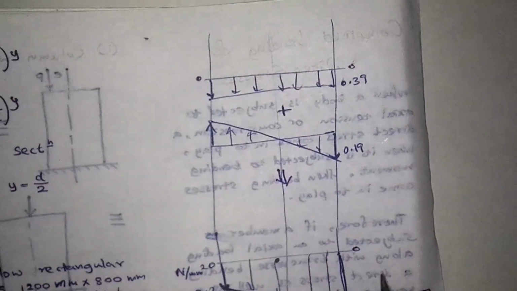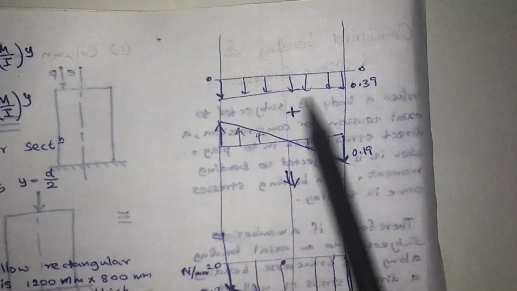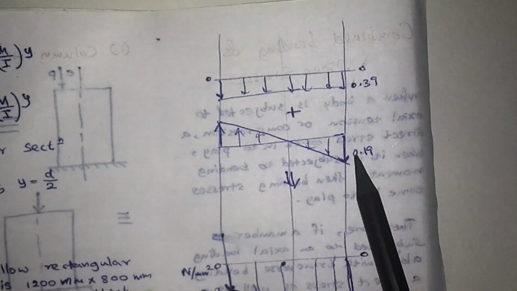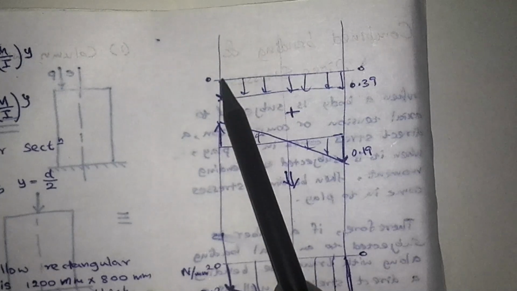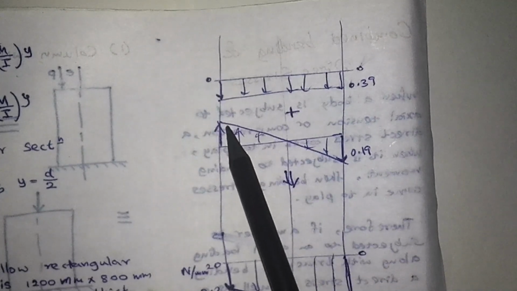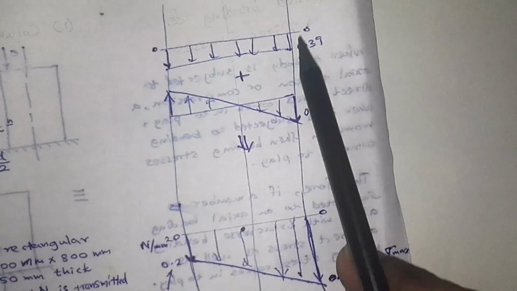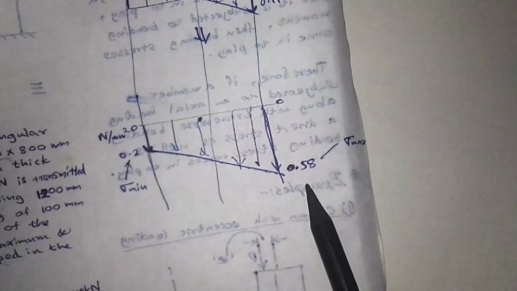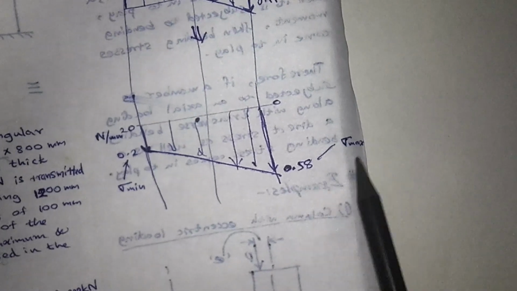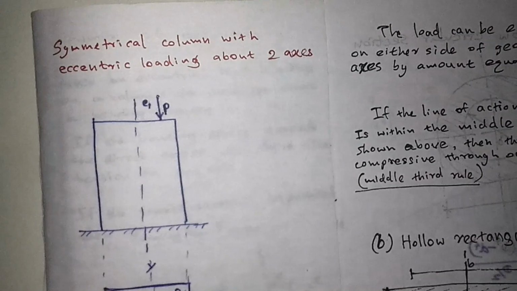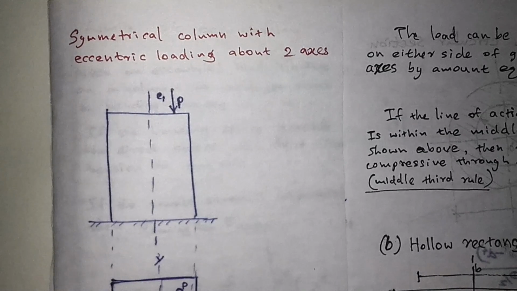Now you can draw the graphs. This is for direct stress 0.39, and this is for bending stress 0.19, the small one. At this edge, 0.39 minus 0.19 gives a resultant of 0.2. At this edge, 0.39 plus 0.19 gives 0.58. So this is the maximum stress and this is the minimum stress. Very straightforward calculations.